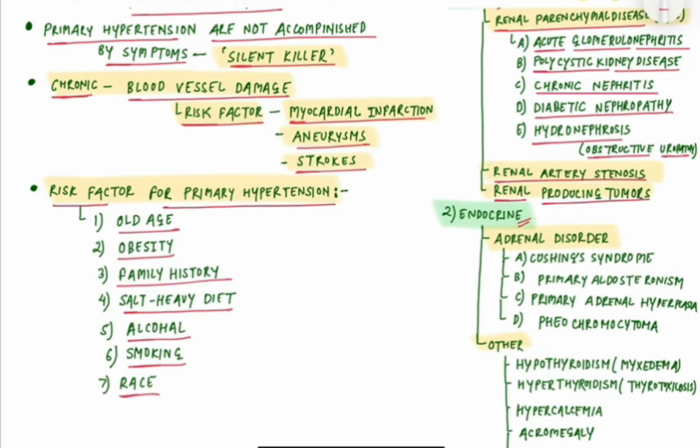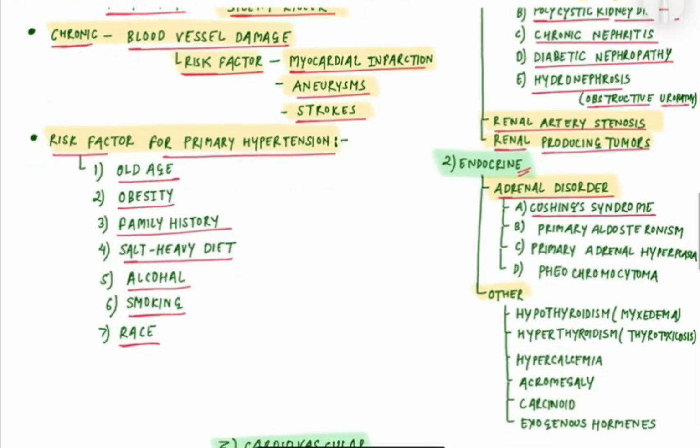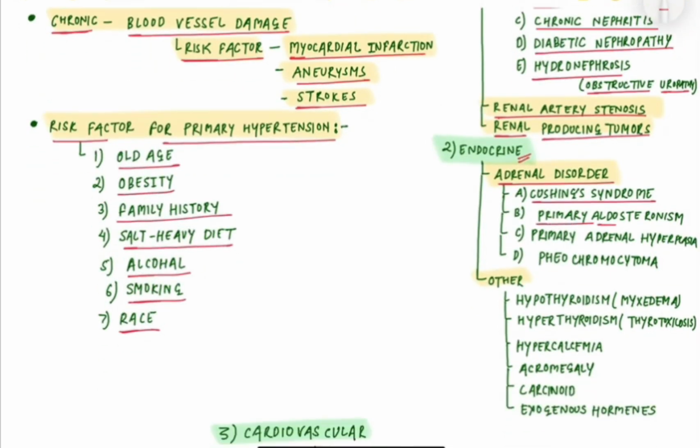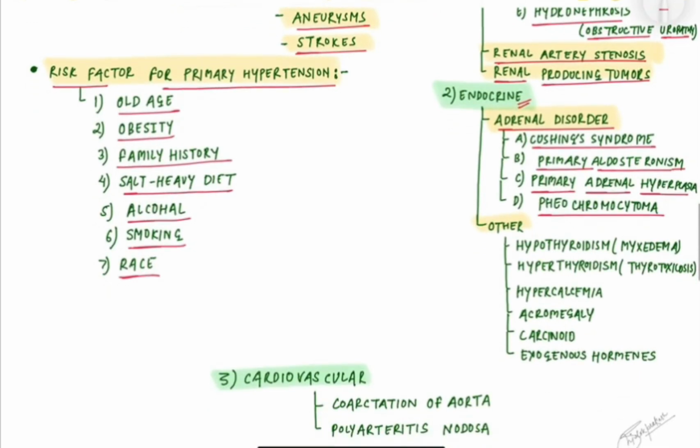Endocrine causes: adrenal disorders like Cushing syndrome, due to a high level of cortisol for a long time. Second is primary aldosteronism. Third is primary adrenal hyperplasia, in which multiple nodules or lumps form in the adrenal gland. Pheochromocytoma is also a tumor of the adrenal gland. Others.